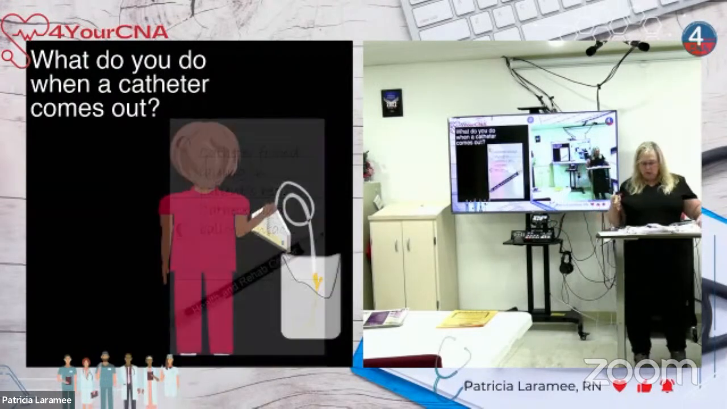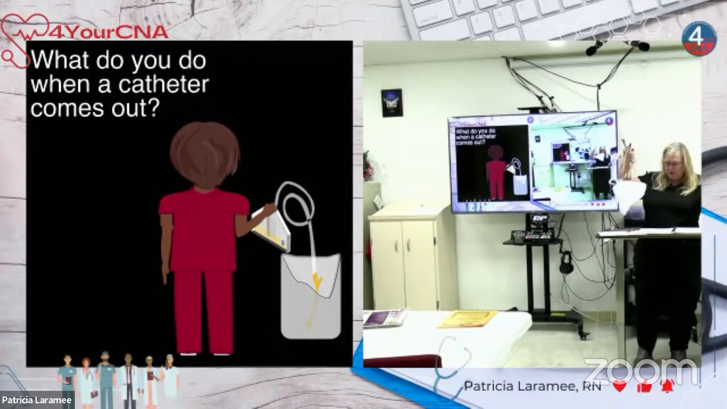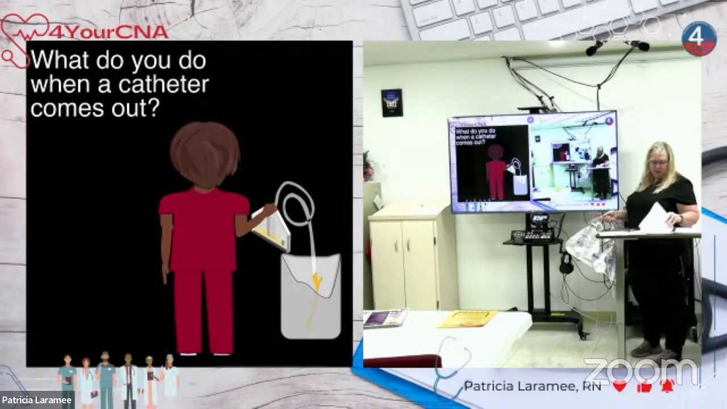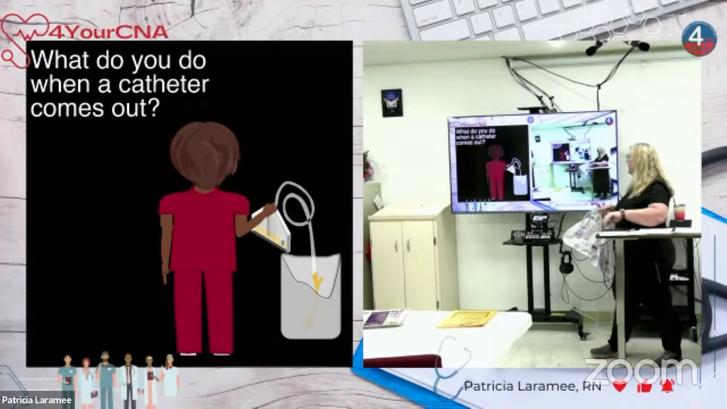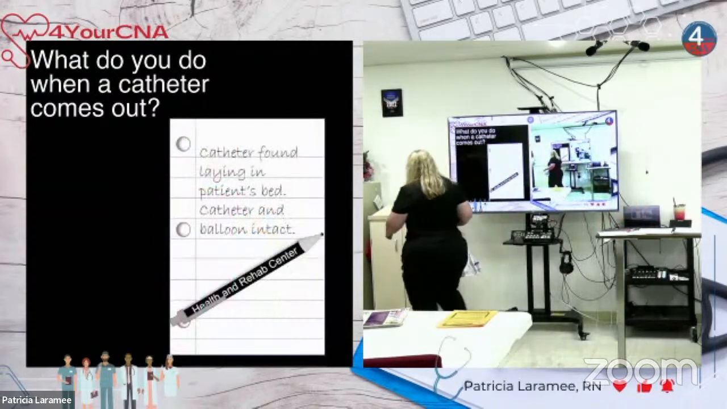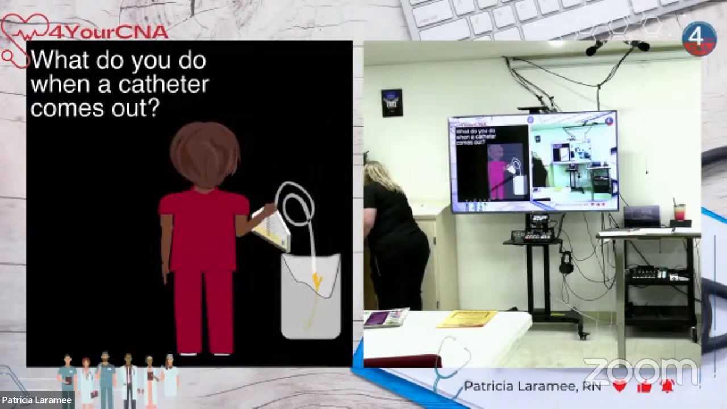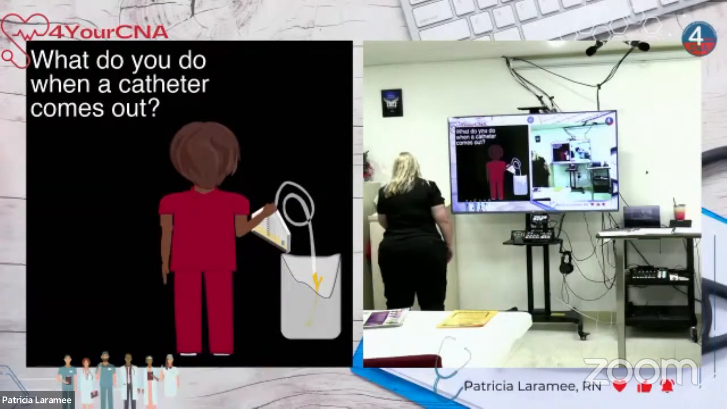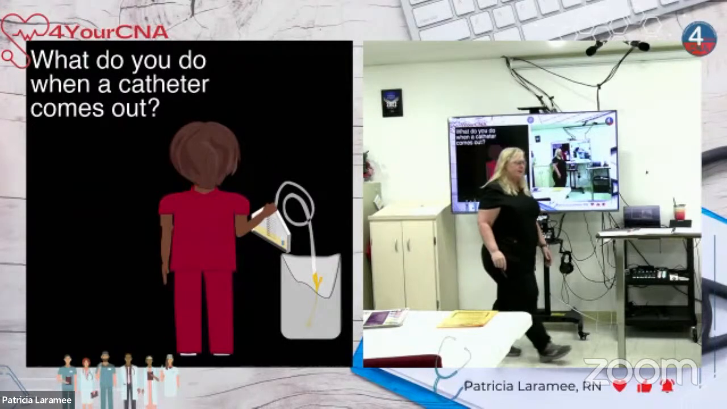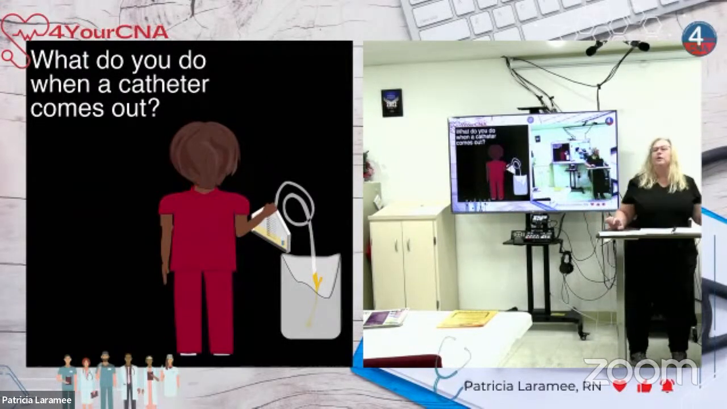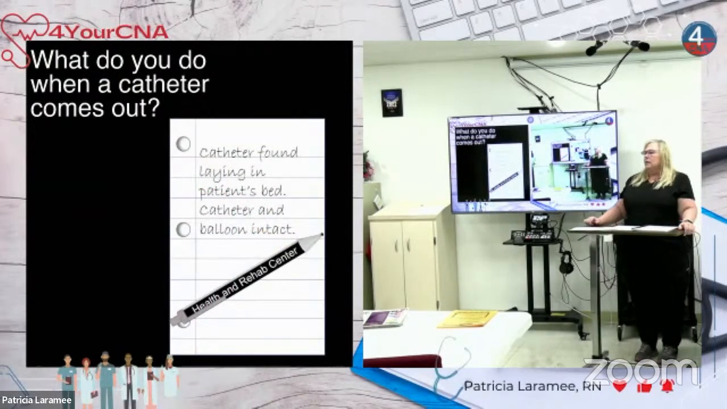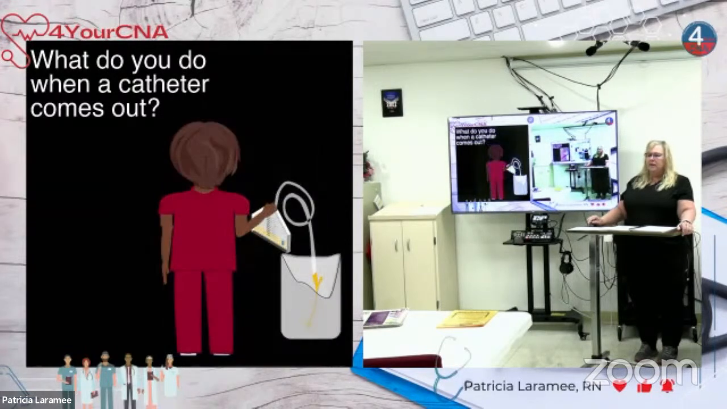But wait, there's more. We also have another type of catheter. So if you go to page 116, halfway down the first column, you will see what we call an external catheter, also called a Texas catheter or a condom catheter. These are used in male patients.